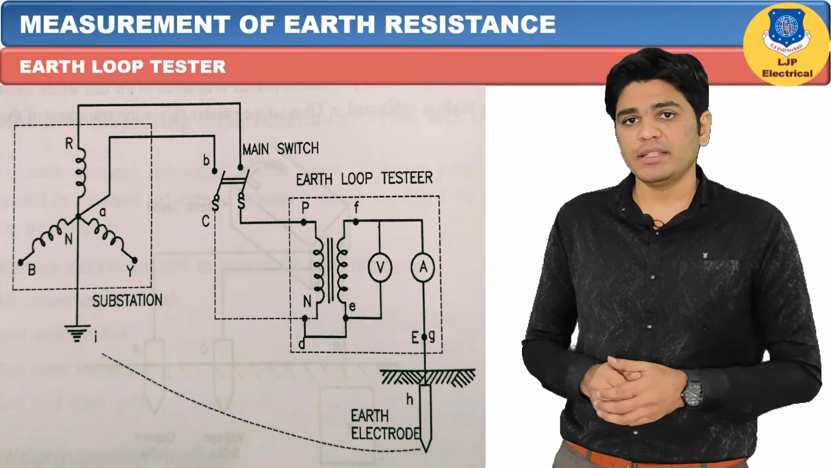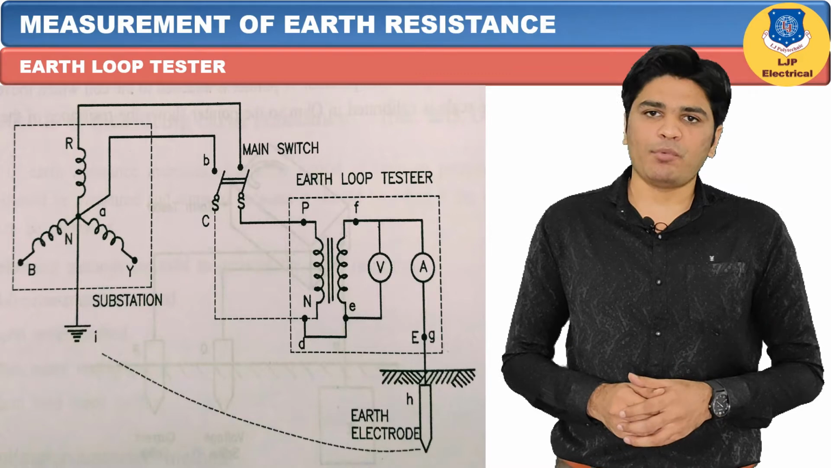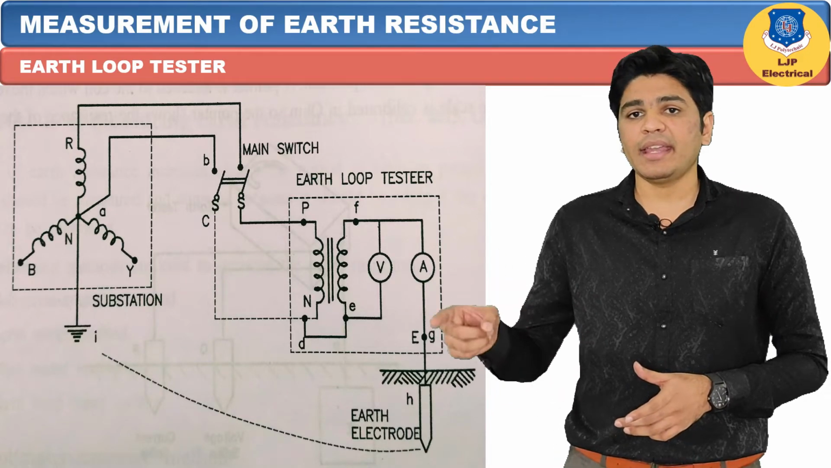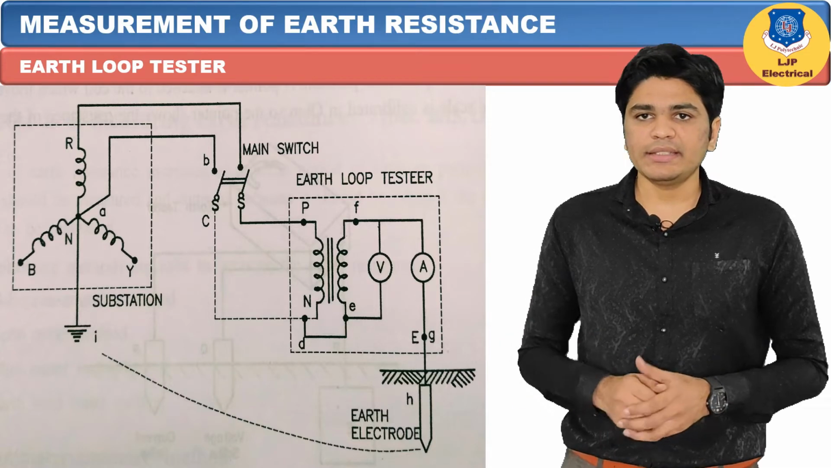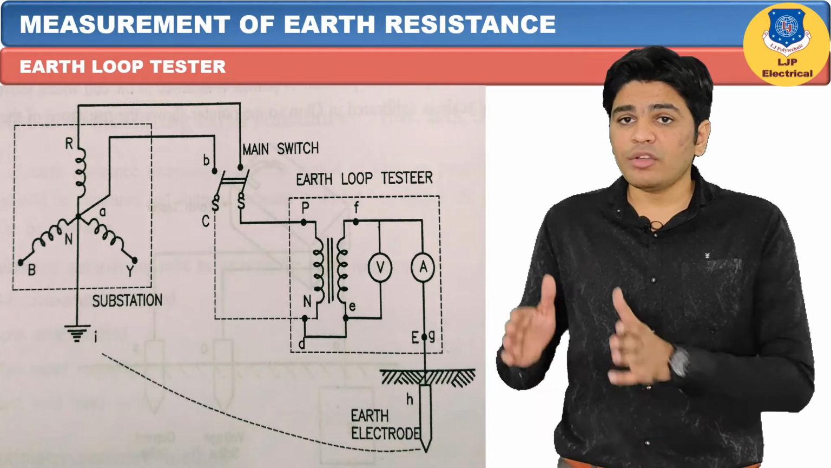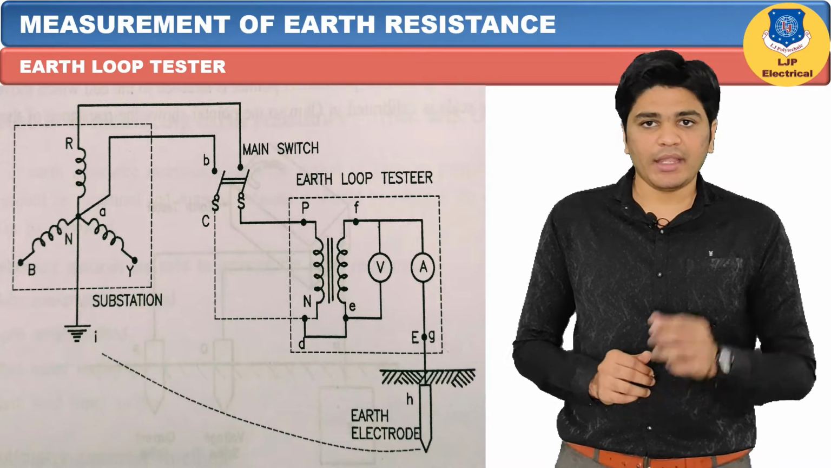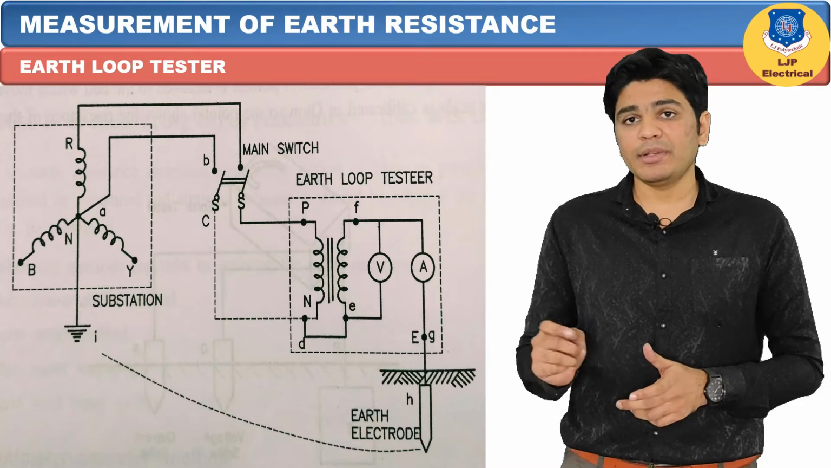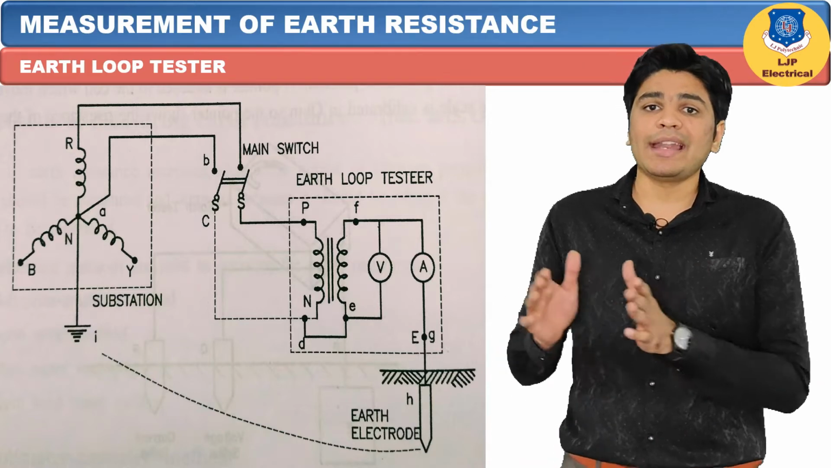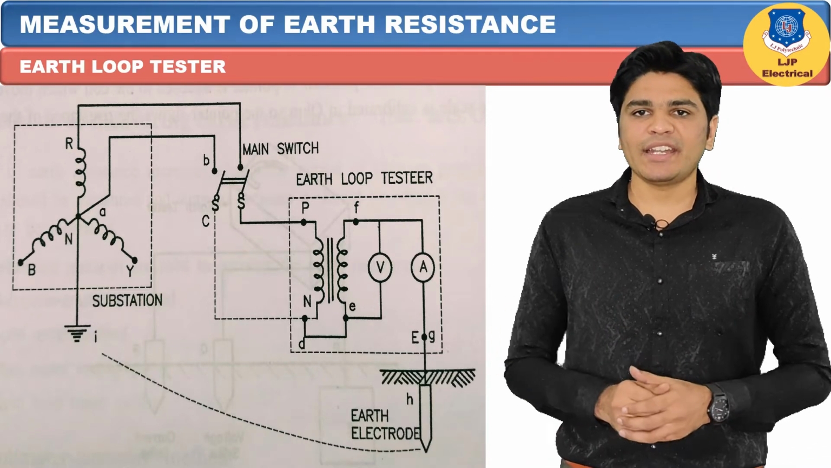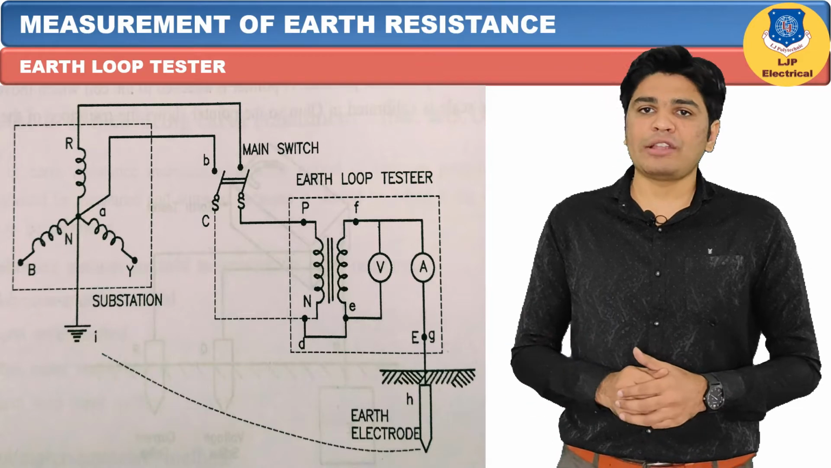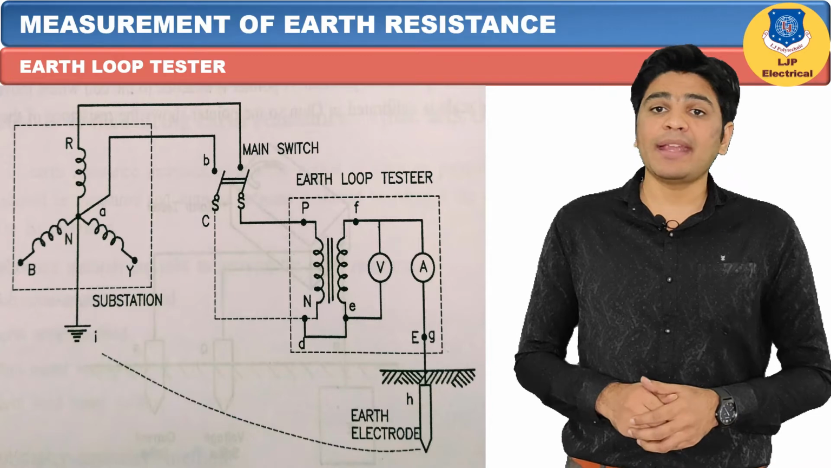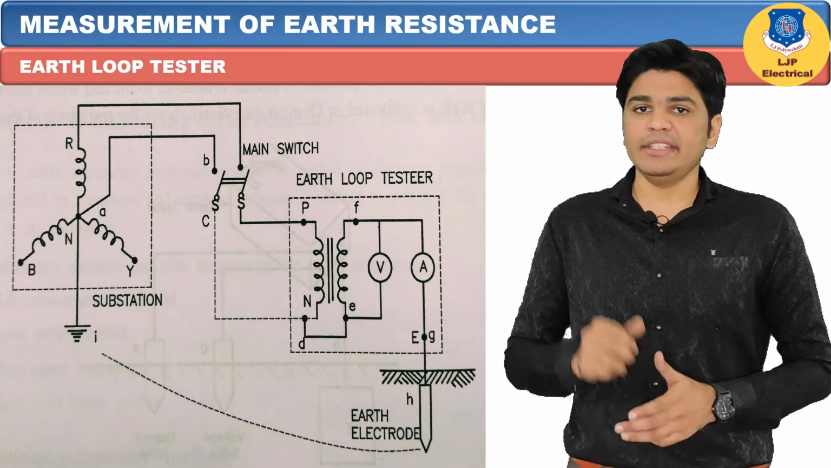In this method, the earth loop tester is employed. There are three terminals marked P, N and E. On this, P terminal is connected to the phase wire of the supply. N terminal is connected to the neutral and E terminal is connected to the earth electrode. Due to these connections, the primary winding of the transformer of the earth loop tester gets the supply, and the secondary winding will be connected across N and E.